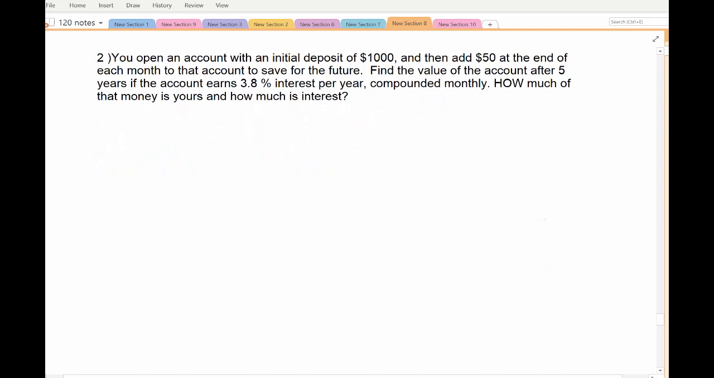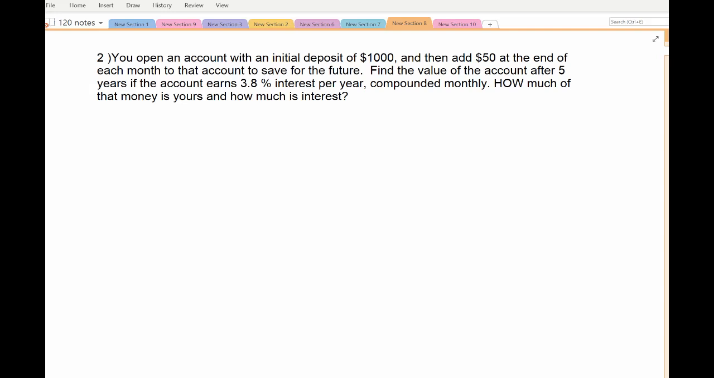The next example. All right, suppose you, this one's a little easier. Suppose you open an account with an initial deposit of $10,000. Then you add $50 at the end of each month in the account to save for the future. So there's two dollar amounts in this account. You've got the initial present value where you're going to plug $1,000 in at time 0. And then every month after that, you're going to plug in $50 and then add interest to all of those money values.